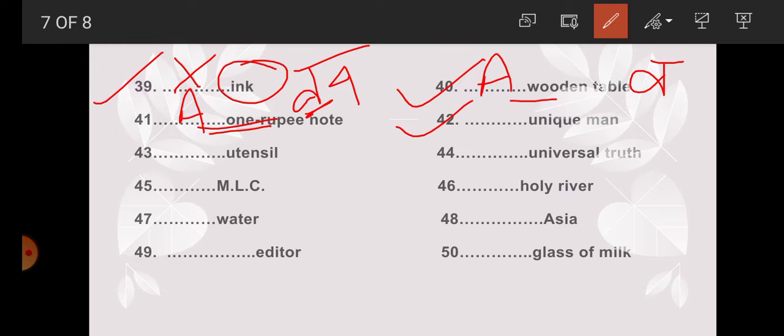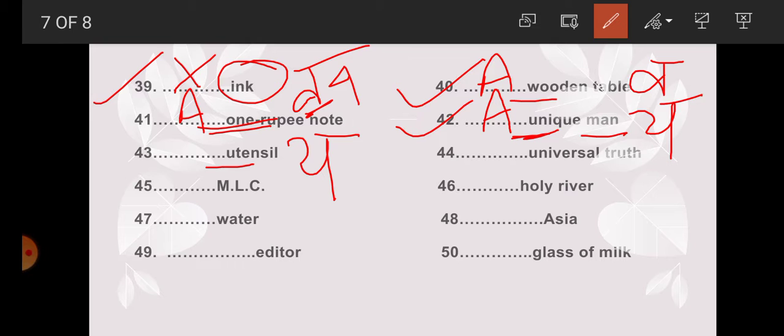42, dash unique man. Man is a noun, so we can put an article here. And what is the first word? Unique. Unique starts with which sound? "Ya" sound. So "ya" is what? Consonant sound. So write A here. Next, 43, dash utensil. Utensil starts with "ya" sound, student. So "ya" is what? Consonant sound. So write A here. 44, dash universal truth. Again here, student, "ya" sound. So write A here.